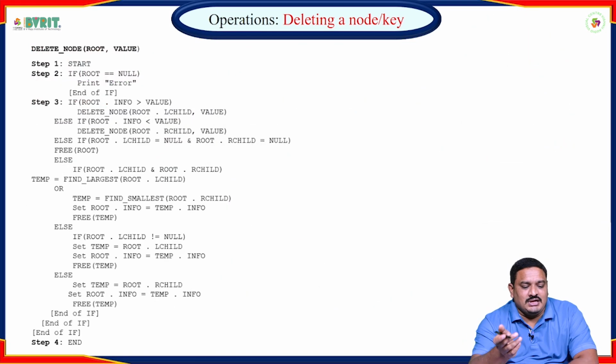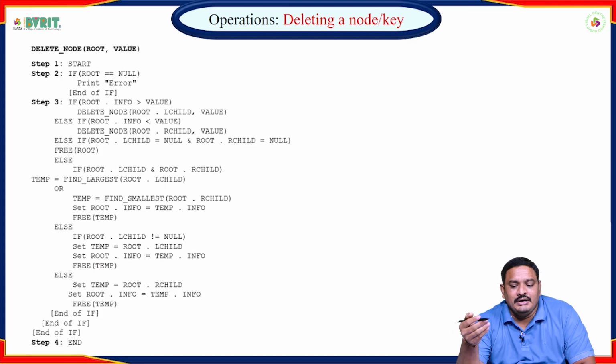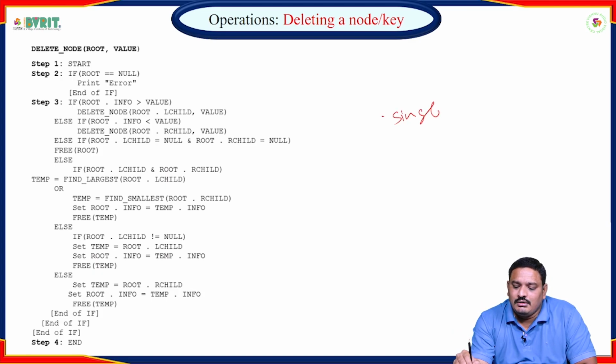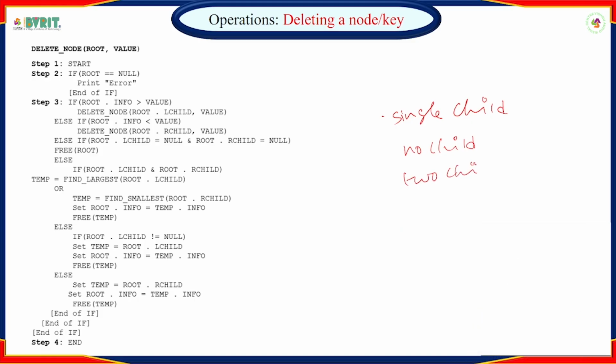See, this is the algorithm for deleting a node. The first case is a single child, no child, and two children. These are the three cases. The three cases are available in that one.